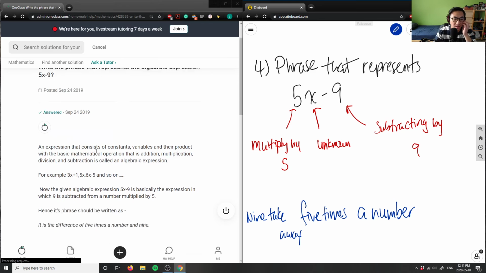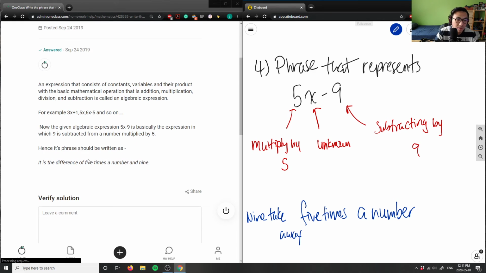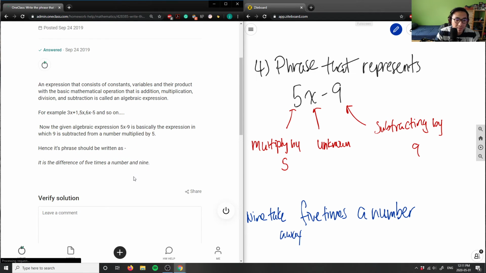And again, they have this here. They're saying that 9 is subtracted from a number multiplied by 5, which is the exact same thing as 9 take away 5 times a number. So this solution is correct. Or it says it is a difference of 5 times the number and 9. And this solution is correct, right? Again, with words, there are a lot of phrases that you can use to represent these word equations.